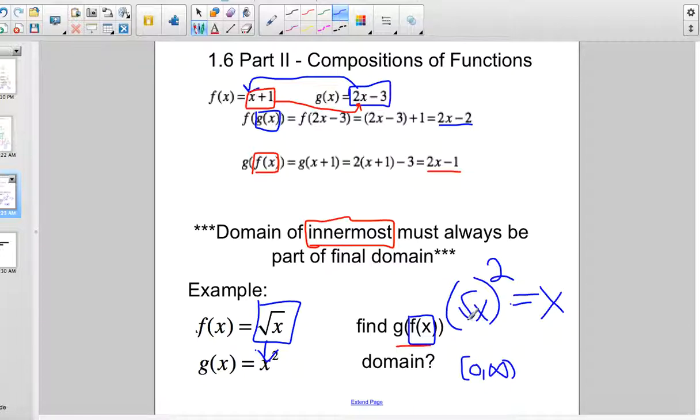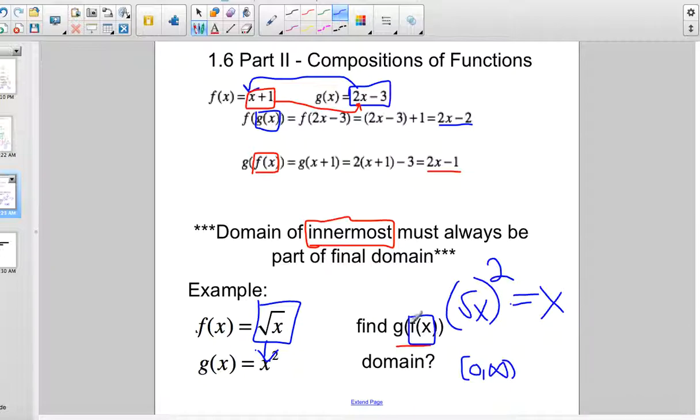So it was the square root of x squared. So if you just looked at the innermost, the square root of x, you can only plug in 0 or positive numbers. Even though the final answer was anything, negative, you could have never plugged in negatives to begin with. So that's why we say the domain of the innermost function must always be part of the final. It doesn't have to be the whole thing. You know, if we had to put it in a denominator, you might have another stipulation in there. But you must always consider it. It doesn't ever go away.